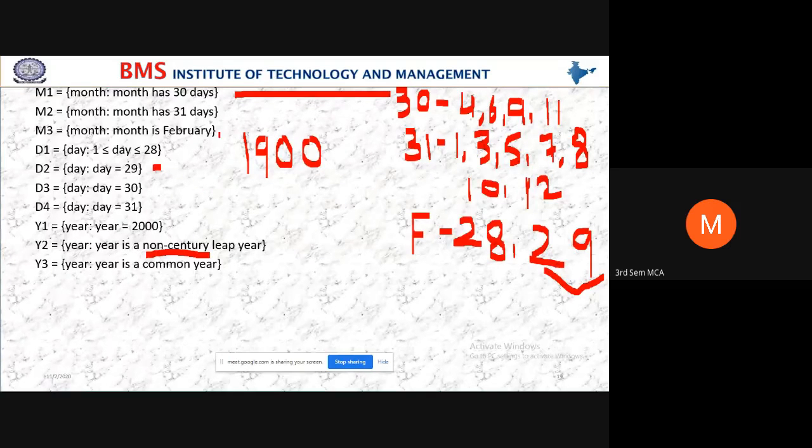As I told you, 1900, though if you divide this year by 4 the remainder is 0, is not a leap year. So that's why we have taken this condition: year is a non-century leap year. And year is a common year. Common year is nothing but a non-leap year. This is a leap year and this is a non-leap year.